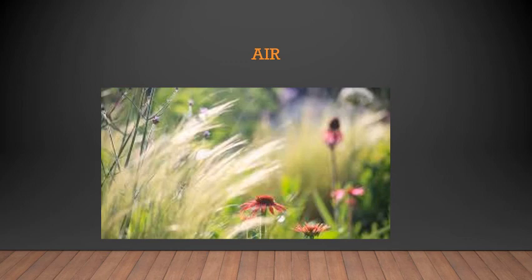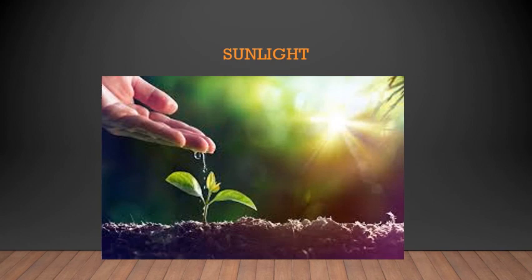When we breathe, what happens? We take in oxygen and give out carbon dioxide. We don't produce any food, so we always take in oxygen and give out carbon dioxide. But plants, when they are producing food, they take in carbon dioxide and give out oxygen. Understood? Next, the last very important component for producing the food for the plants is sunlight.